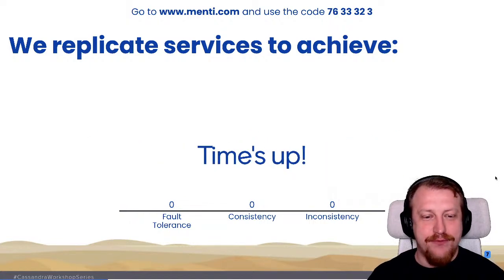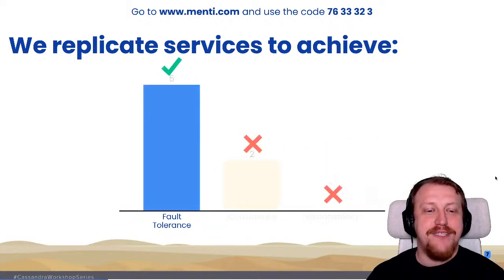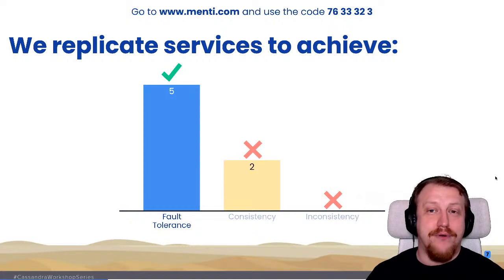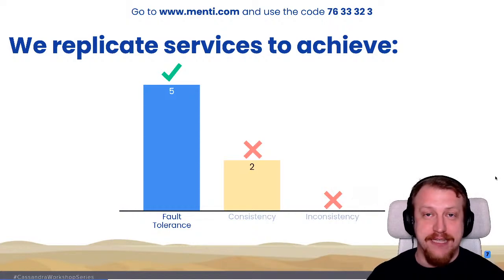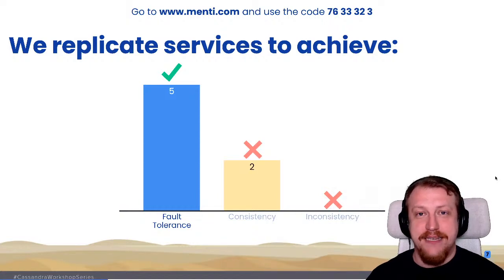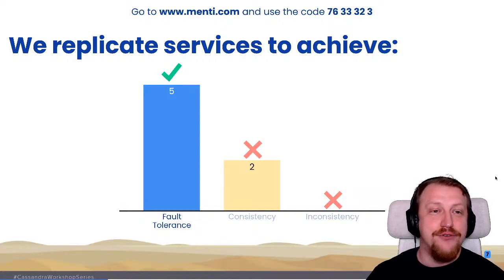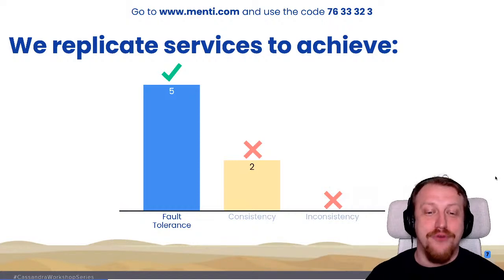And the correct answer is we replicate services to achieve fault tolerance. At least no one answered that we try to achieve inconsistency. That's good. It means I did something good today. But we do not replicate services to achieve inconsistency. Of course, to achieve consistency. Actually, consistency is the price we pay to have our services replicated.